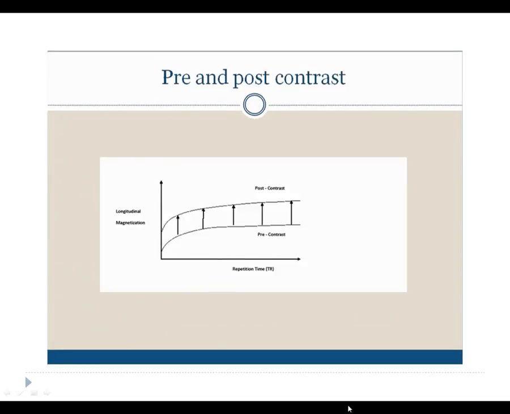In this graph, the top line or post-contrast line depicts the net magnetization of protons which comes in contact with a paramagnetic contrast agent and experiences a shortened T1 and T2 relaxation time.